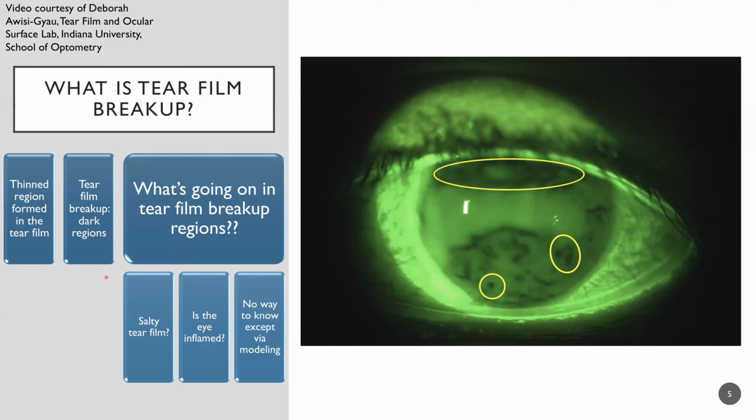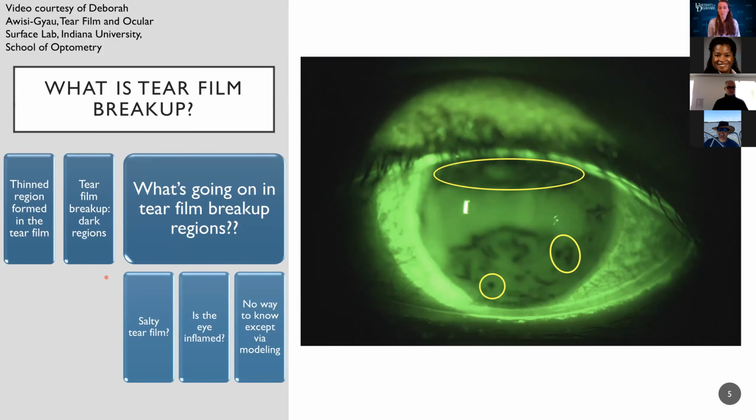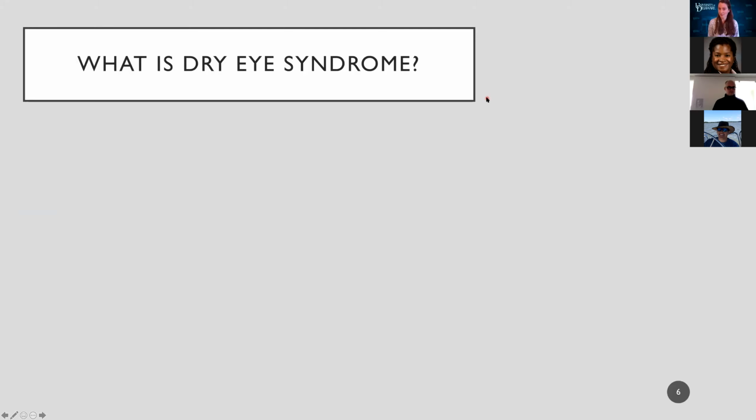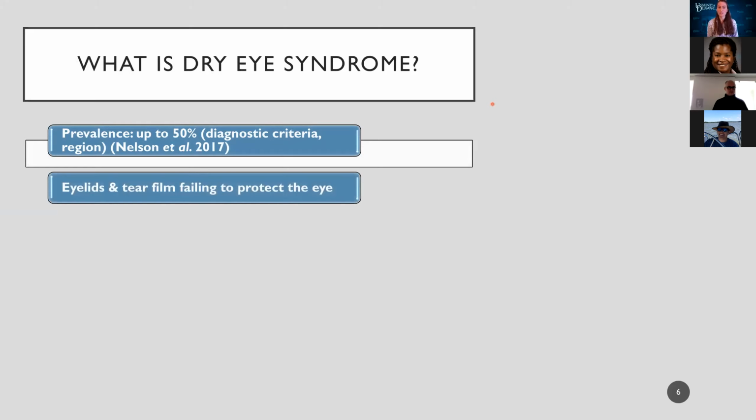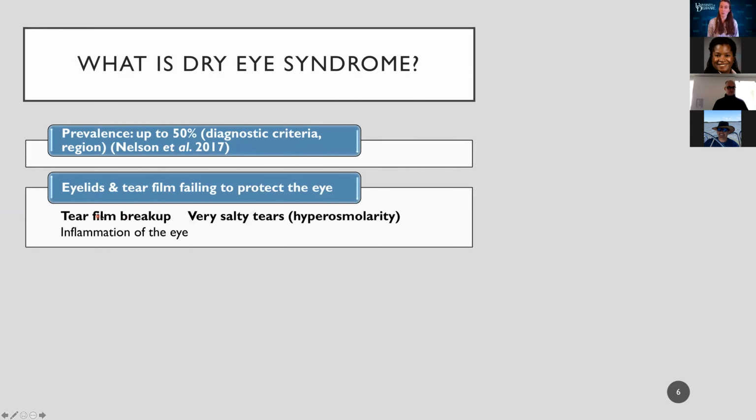So now that we know what tear film breakup is, we can answer the question, what is dry eye syndrome? Depending on diagnostic criterion, this is a condition that affects up to half of the population, so it is pretty prevalent. Simply put, it is a condition where the eyelids and the tear film aren't protecting the eye. It's characterized by several things, including tear film breakup, which we just described, very salty tears, or a condition called hyperosmolarity, which I mentioned as a question before, and also inflammation. We're going to be focusing on the first two today.